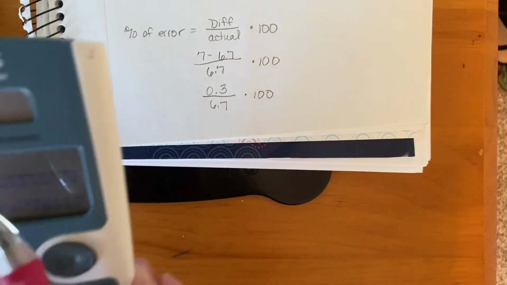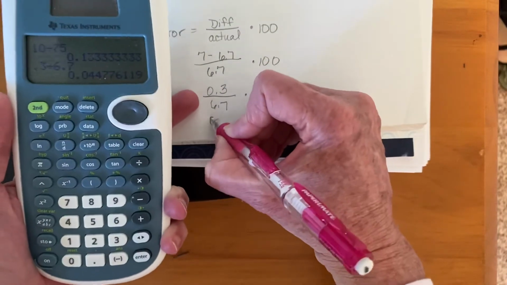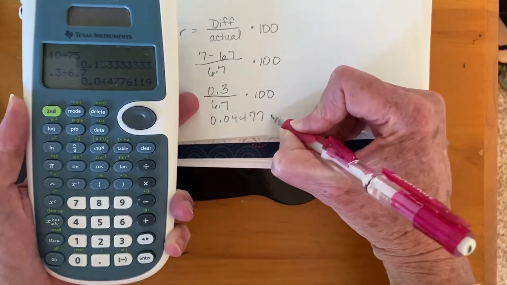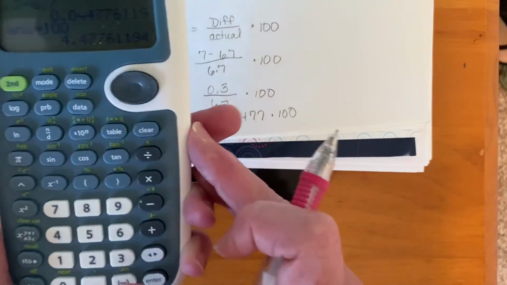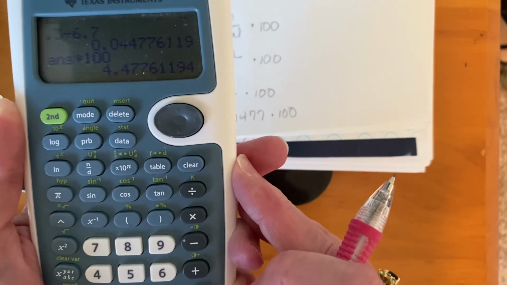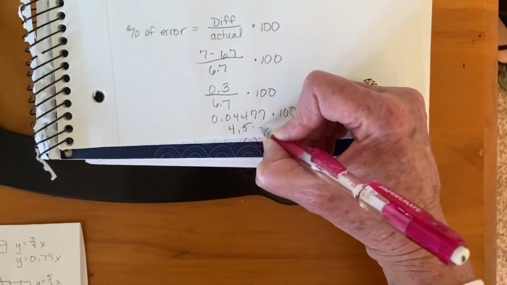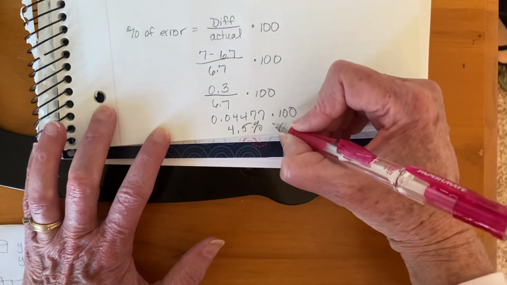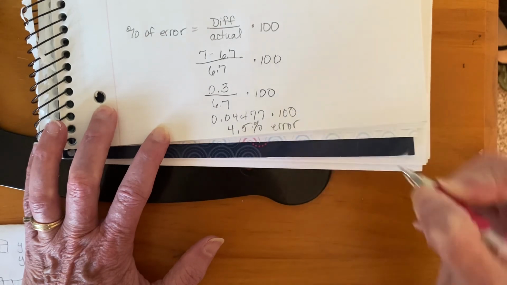So when I divide 0.3 divided by 6.7, I get this nasty number right here, and that's okay. So let's just copy down some of them, and then we're going to multiply it by 100. So times 100, and then we're going to round it to the nearest tenth. So that would be 4.5%. So that means that Andre's measuring was with an error of 4.5%. So he's pretty close.